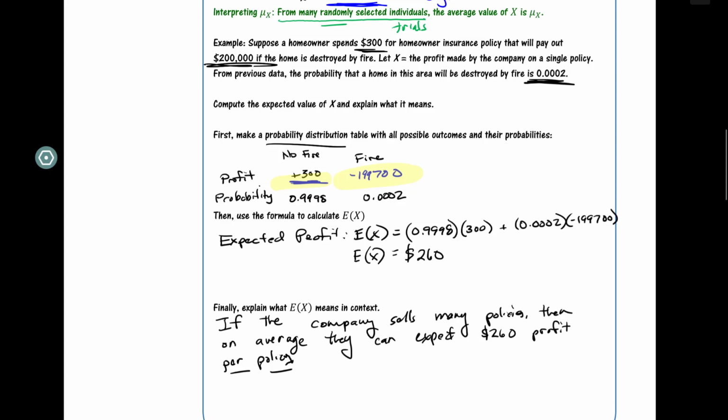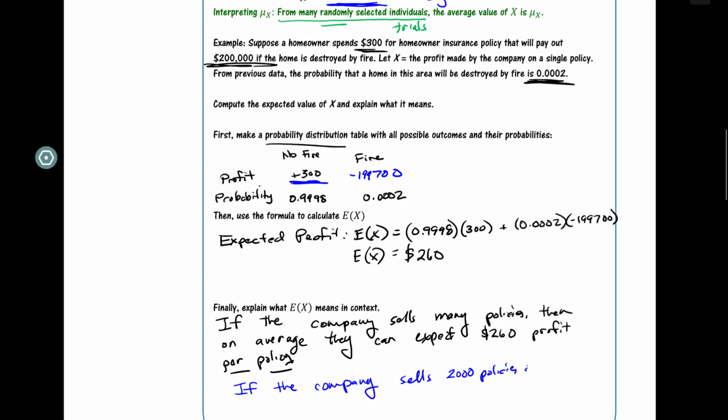Very, very powerful for us to take a look at. Because now what we can also do is start to ask ourselves, well, what if we have another scenario? Let's say the company is selling a certain number of policies, we can then find out how much money they can expect to make, even considering how much they lose. So if they were to sell, let's say, 2,000 policies, then how much would they expect to make?